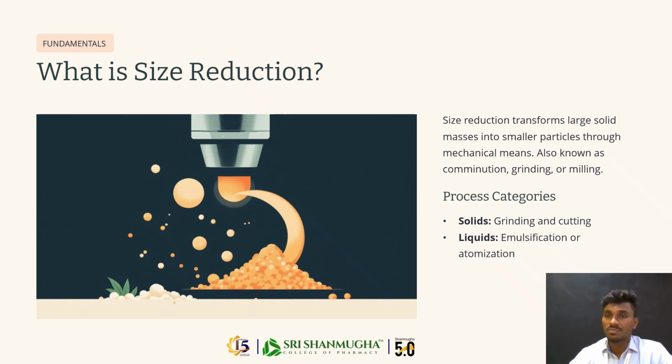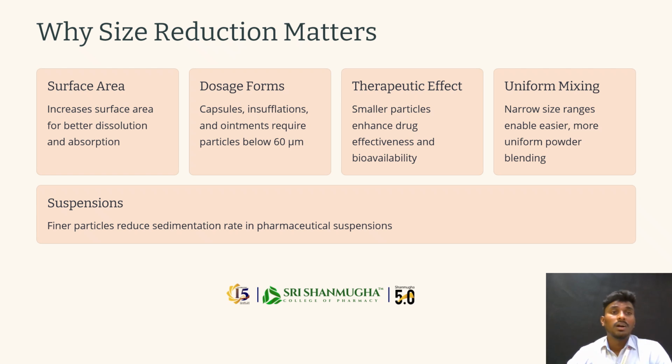Size reduction transforms large particles into small particles through mechanical means such as comminution, grinding or milling, and cracking. The process is categorized into two types: one is solid and the other is liquid. The solid process is grinding and cutting, and the liquid process uses emulsification and atomization. These are the categories of the process. Why is size reduction very important?